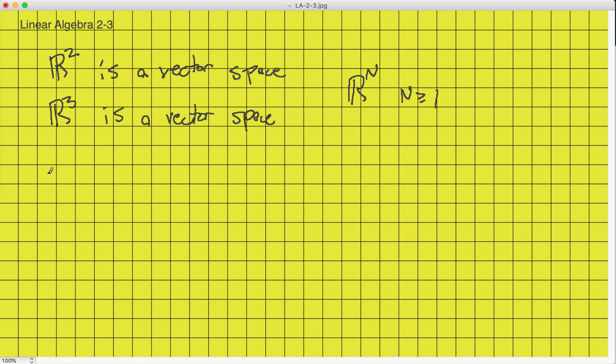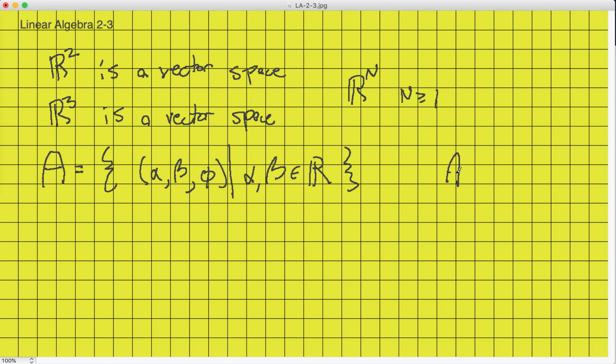Let's consider, I'm going to call this capital A. And I'm going to say, let this equal the set of all, and I'm going to call this alpha, beta, 0, such that alpha and beta are real numbers. So in a way, A looks a lot like R3, and in fact it's a subset of R3.